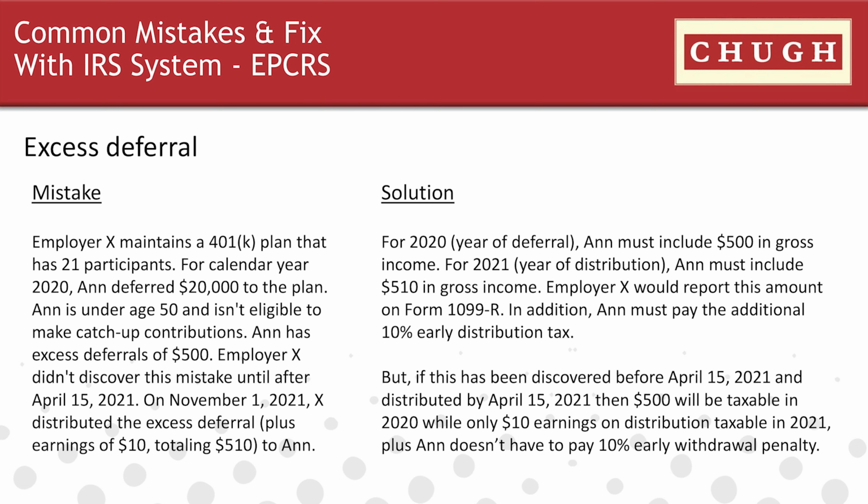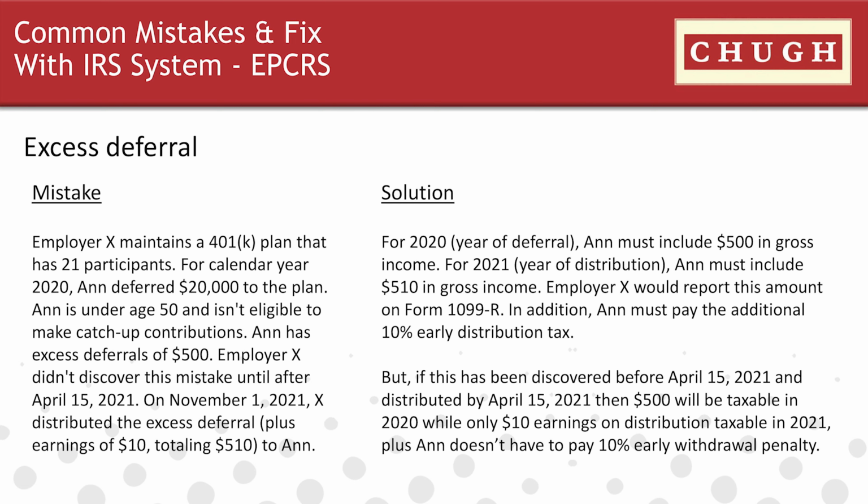So here employer X didn't discover this mistake until after April 15, 2021. On November 1st, 2021, X distributed the excess deferral plus earnings of $10, totaling $510, to N. So, what is the solution?